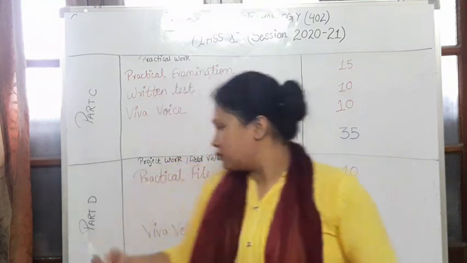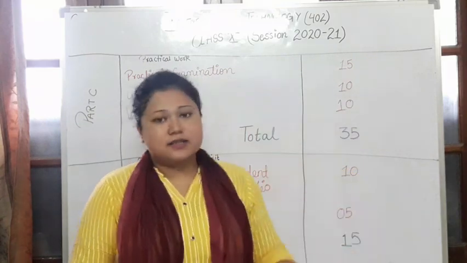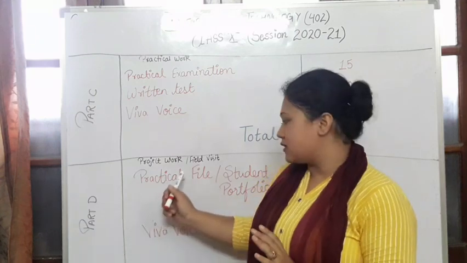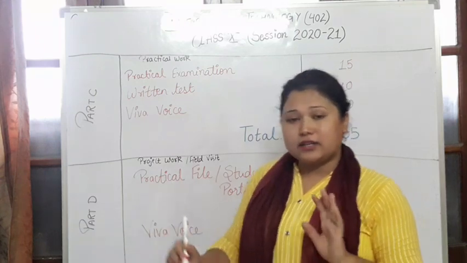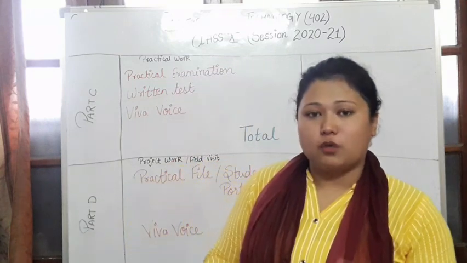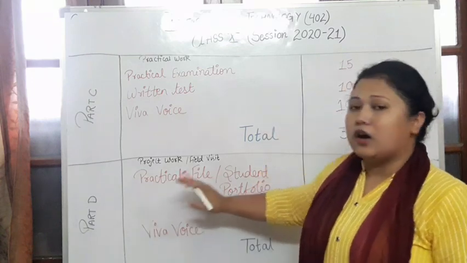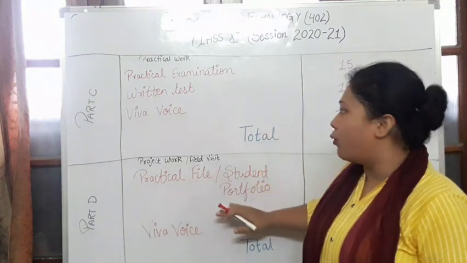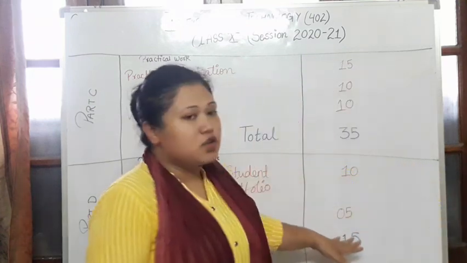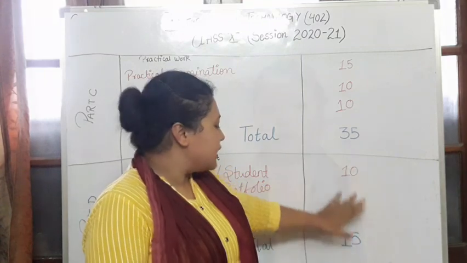Your practical file and portfolio will consist of 10 marks, and next is the viva voce on the basis of your practical file. Whatever topics you choose, make sure you are clear on all the topics you are writing in your practical file, so that the viva voce will be on the basis of your practical file and portfolio. Okay, and this viva voce will consist of 5 marks. So your project work and field visit is of a total of 15.